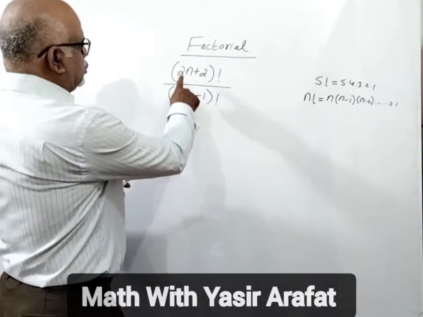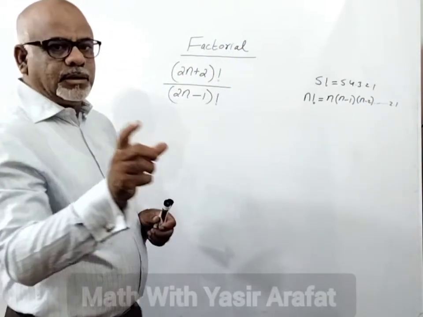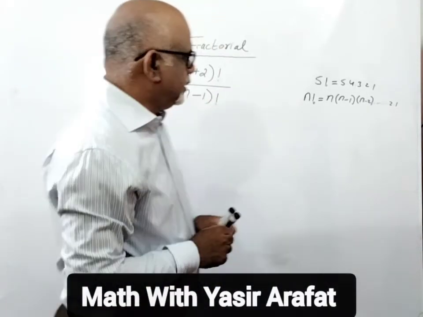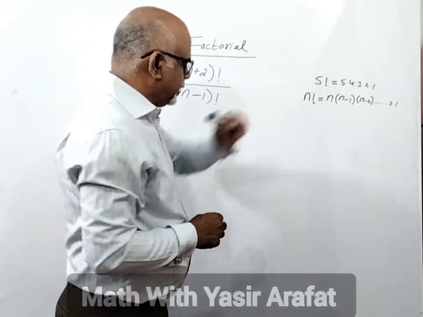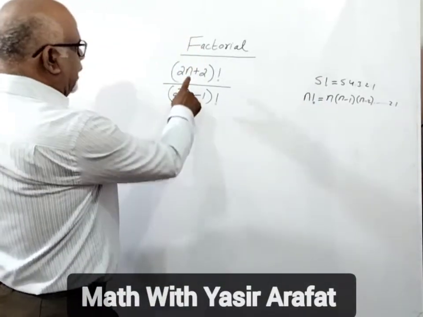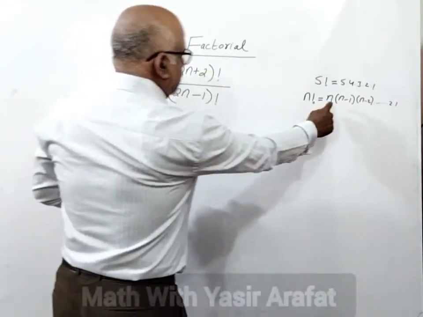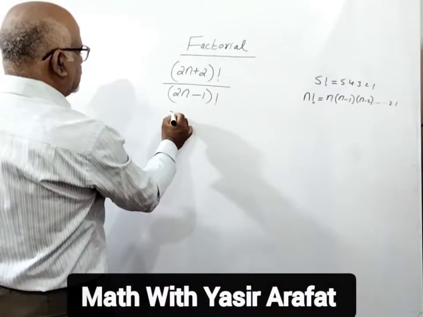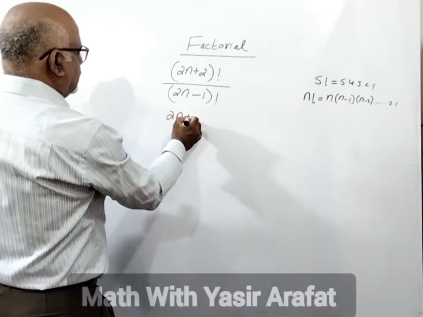So here this is 2n plus 1. 2n plus 1, we have to consider it as n. This is n. So we have to apply this formula here. So this is 2n plus 1.